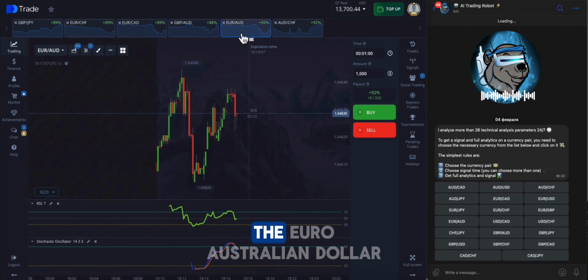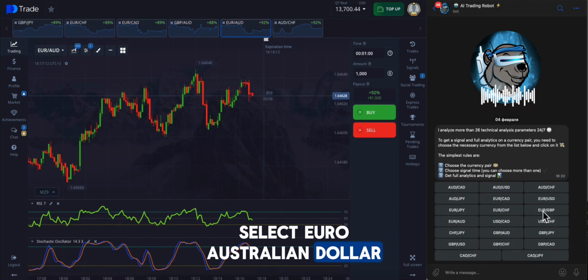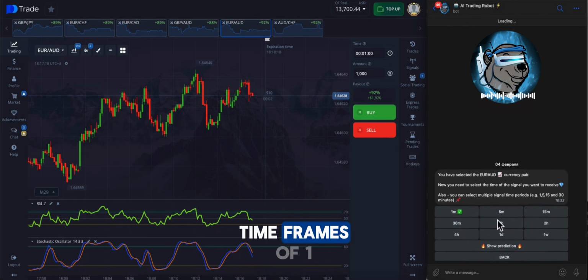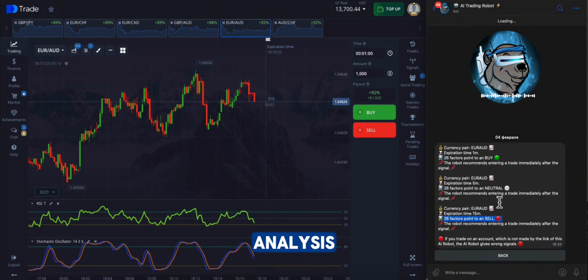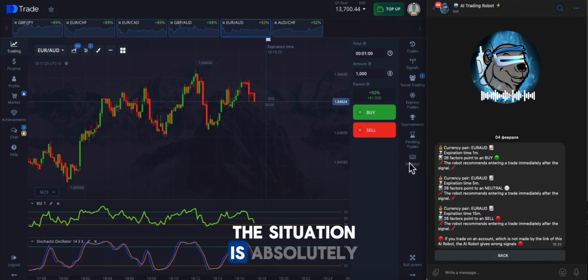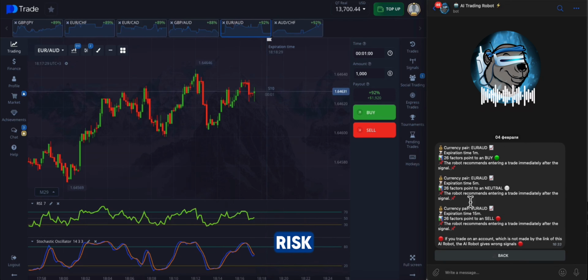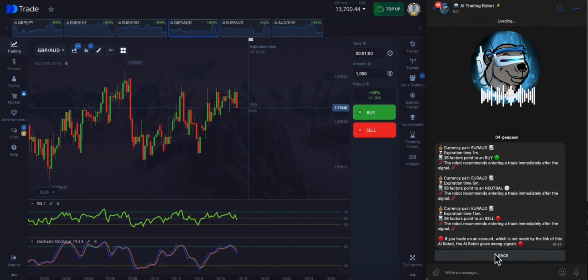We will move to the Euro Australian dollar pair. Select Euro Australian dollar on our trading robot, time frames of 1 minute, 5 minutes, 15 minutes. Start the analysis. The situation is absolutely similar. This can also lead to quite a significant risk. Therefore, I suggest switching to a less volatile pair.